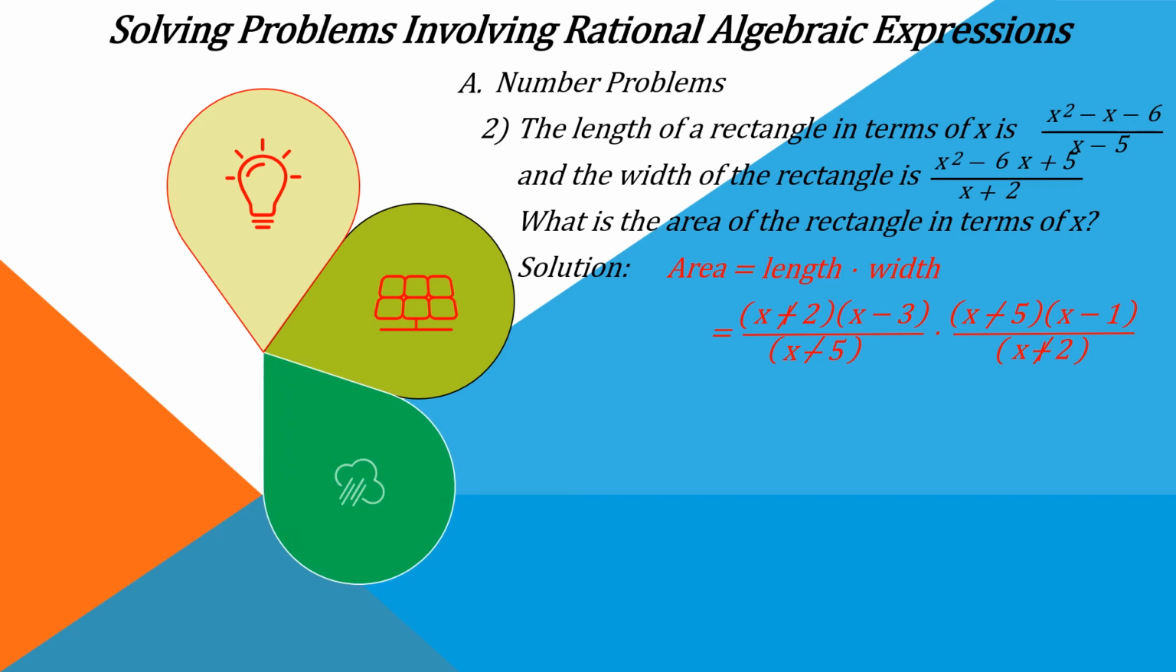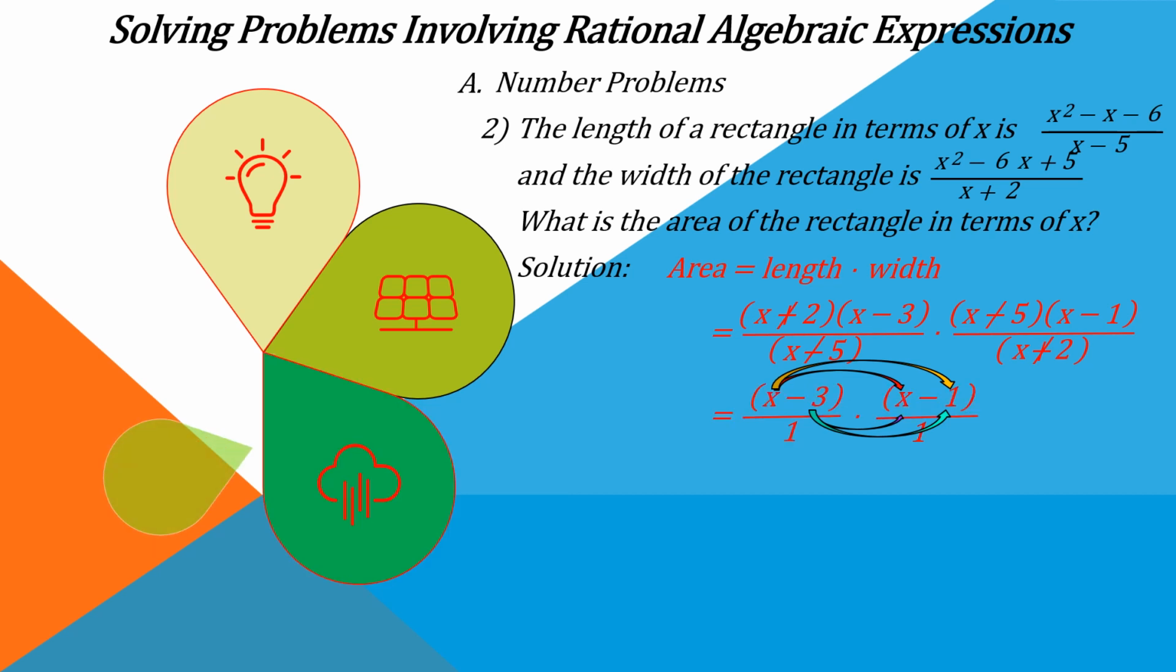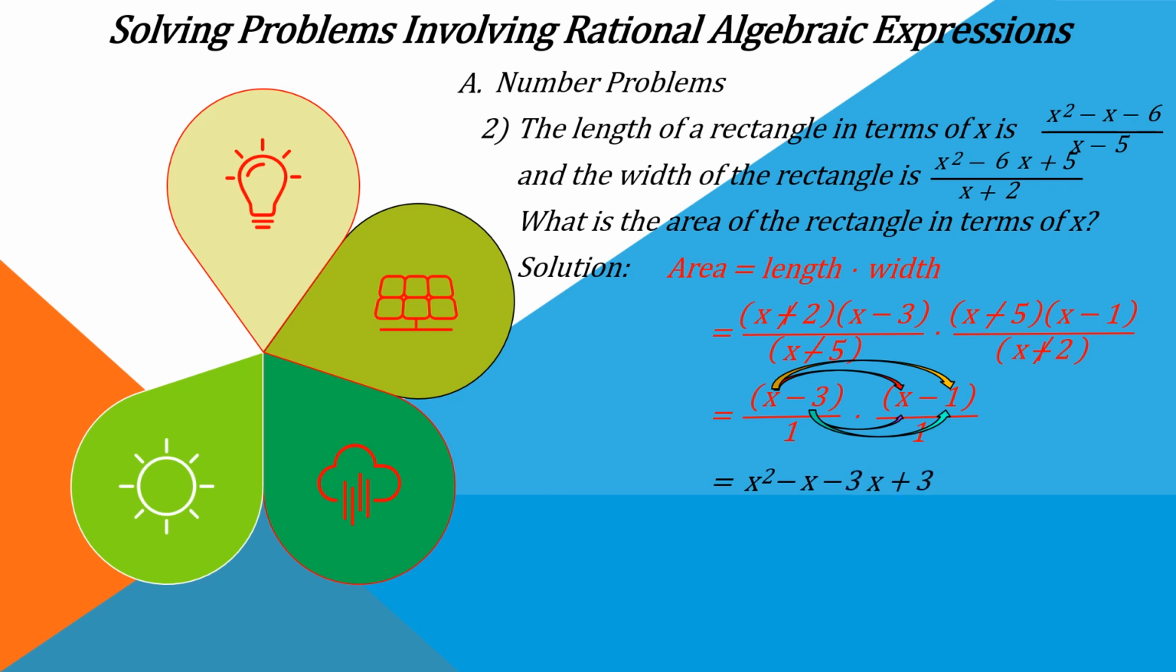And the remaining is equal to x minus 3 divided by 1 multiplied by x minus 1 over 1. And this is all multiplying of two binomials wherein we will follow FOIL. F is x multiplied by x, O is x multiplied by negative 1, I is negative 3 multiplied by x, and L is negative 3 multiplied by negative 1. And we have x squared minus x minus 3x plus 3.